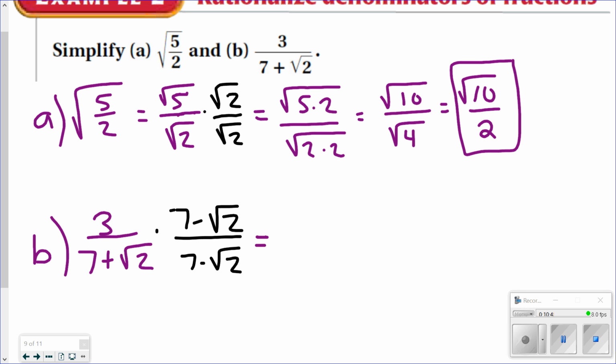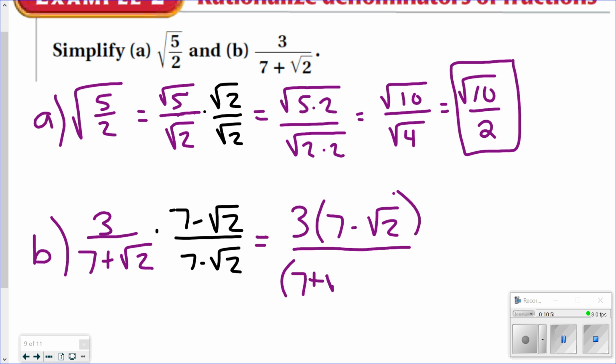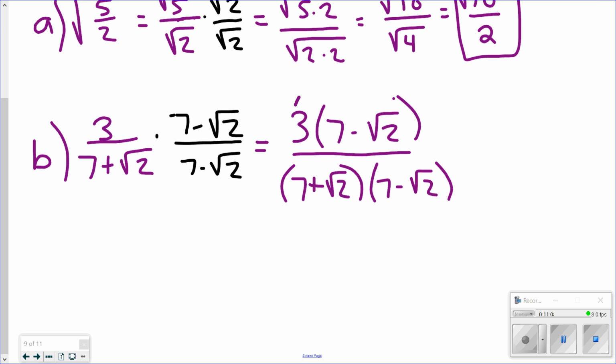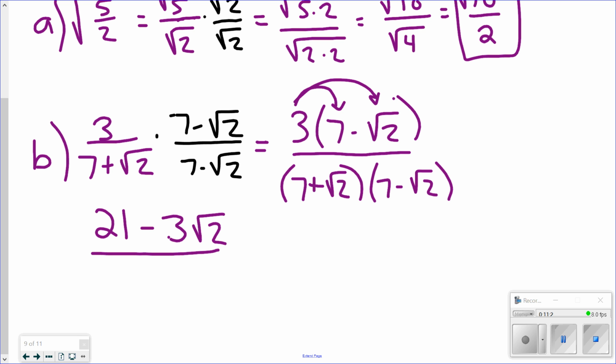So this then simplifies. I have 3 times 7 minus the square root of 2, divided by, and I'm going to write both of these in parentheses, 7 plus the square root of 2 times 7 minus the square root of 2. So now to simplify, in the numerator, I'm just going to distribute the 3 inside the parentheses. So 3 times 7 gives me 21, minus 3 times the square root of 2 is just 3 square root of 2, divided by, and in the denominator, I'm going to FOIL.